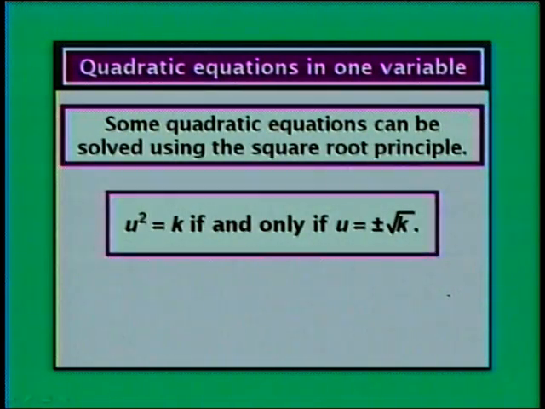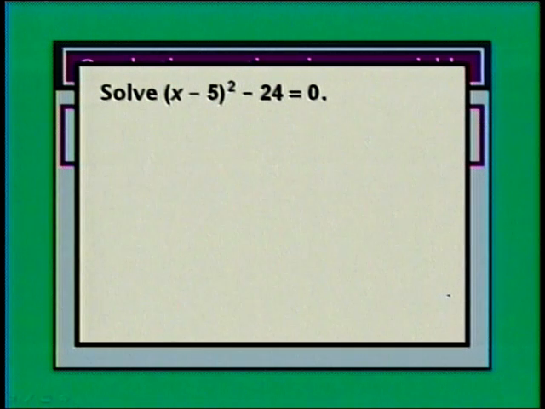Some quadratic equations can be solved using the square root principle. u squared equals k if and only if u equals plus or minus the square root of k. Here we're thinking of k as some non-negative number. So let's solve (x - 5)² - 24 = 0. I see a perfect square, so I'm going to use the square root principle.